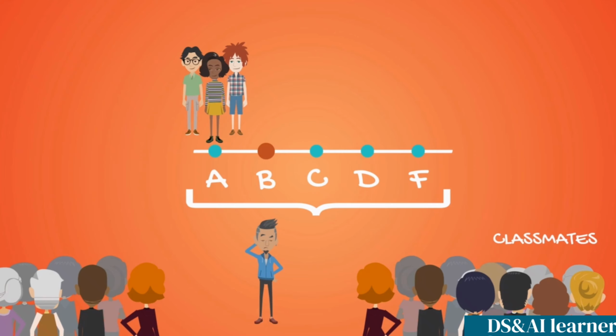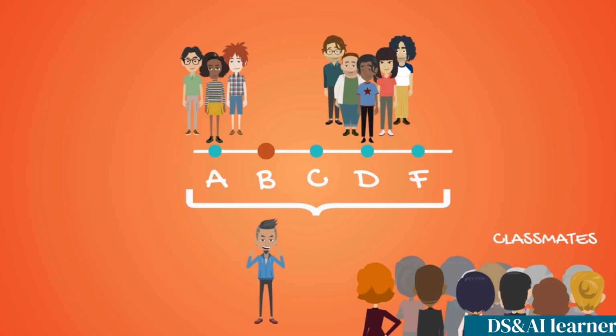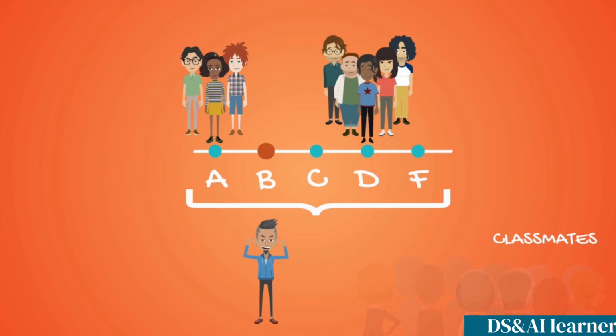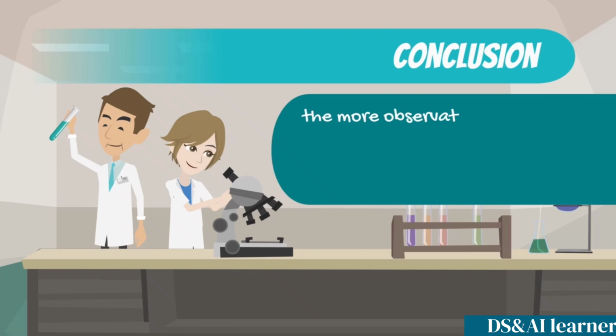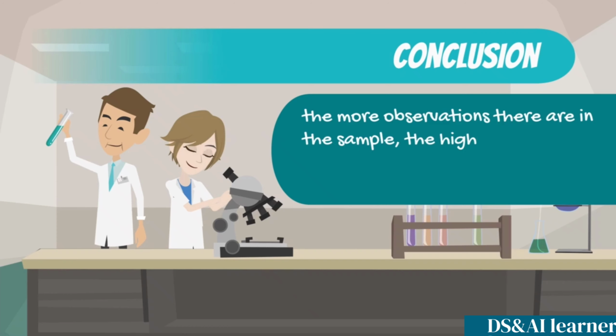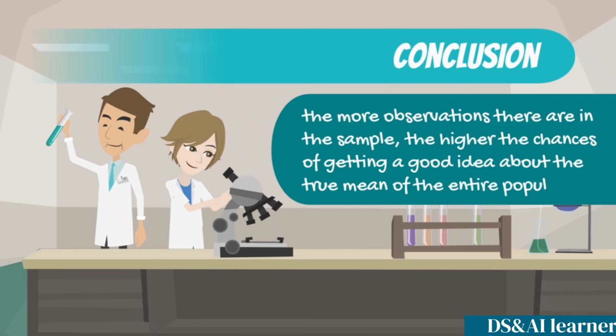You get frustrated and start asking around some more. The next 5 people you ask got D's. Now you have a sample of 8 people, and it seems you did quite well. After asking everyone in class, the whole population that is, you find out that the mean grade is B. You are above average by a small margin. The conclusion is that the more observations there are in the sample, the higher the chances of getting a good idea about the true mean of the entire population.